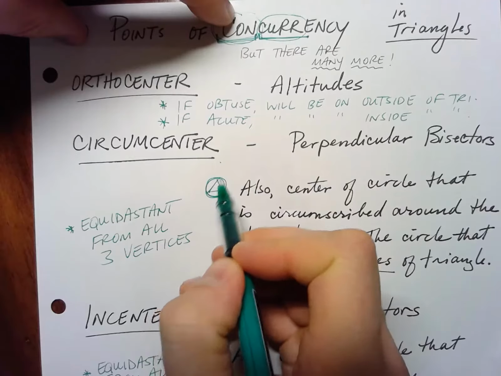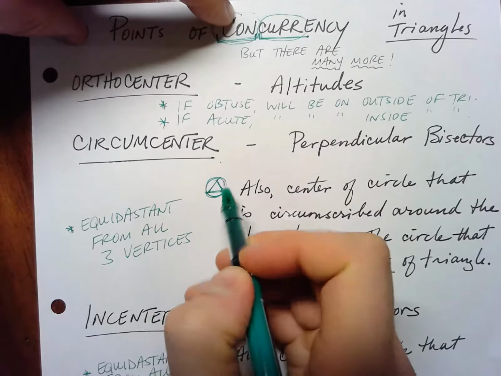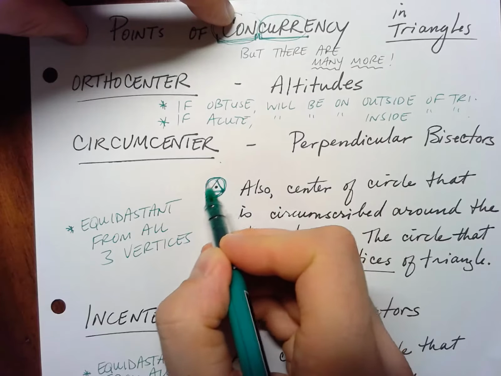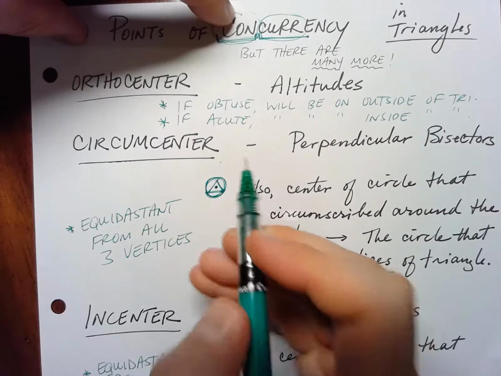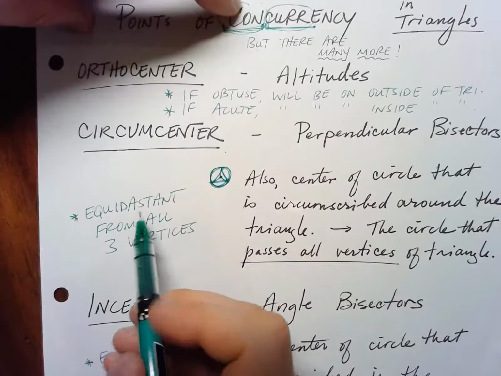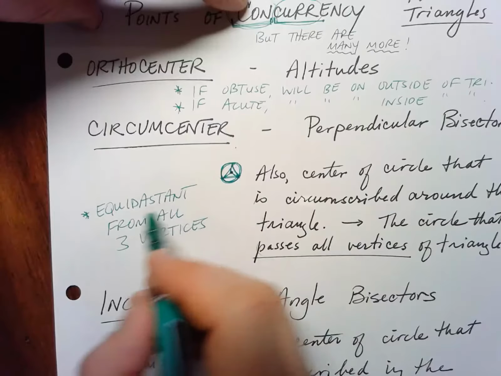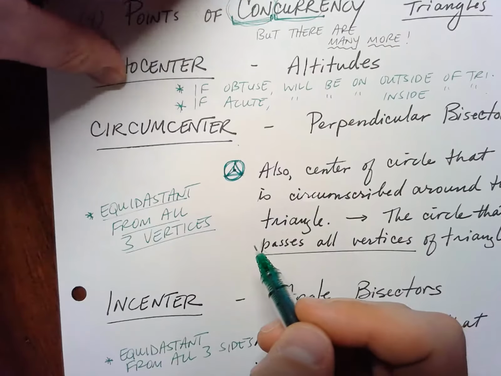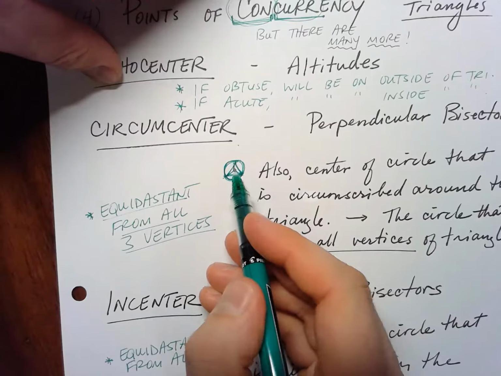So notice that wherever this circle is, the center of the circle is the circumcenter. But if that's the center of the circle and the circle goes through all three vertices, that means that the circumcenter is equidistant from all three vertices. That's important to note, okay? Because they would all be radii, right? It would all be radii.